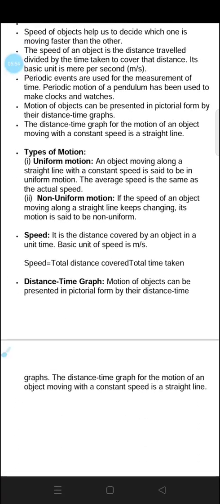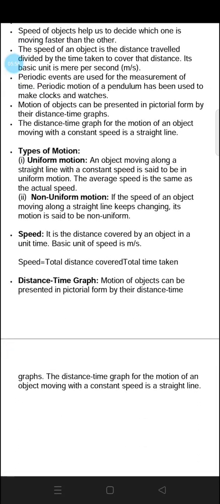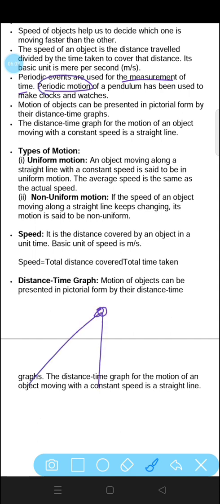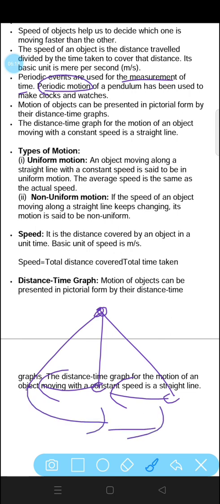Now, periodic events are used for the measurement of time. Periodic motion of a pendulum. For example, we have a pendulum and it will move to and fro. Periodic motion of a pendulum has been used to make clocks and watches. Pendulums are used in clocks and watches.